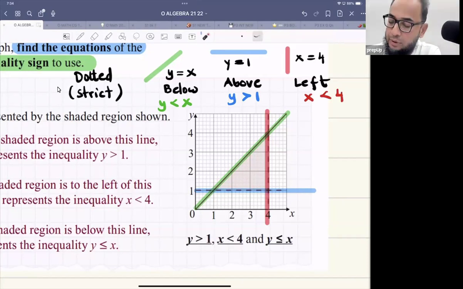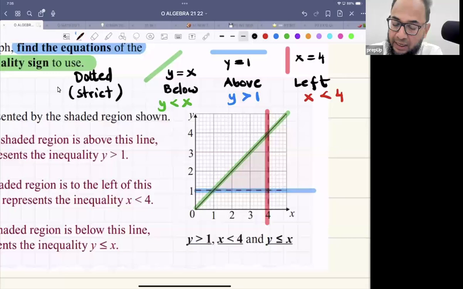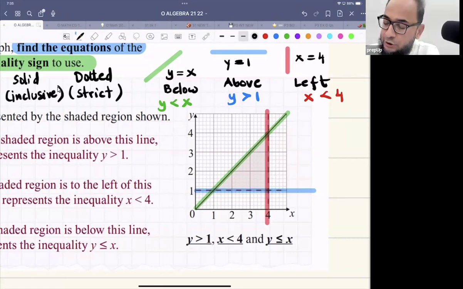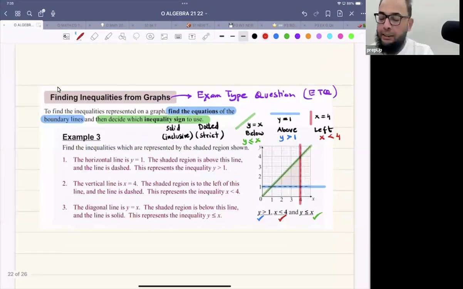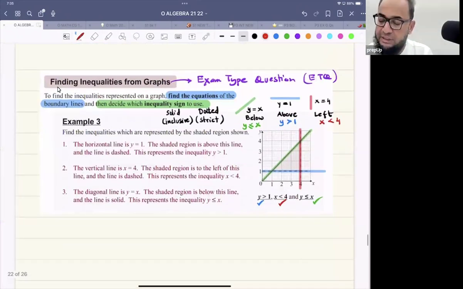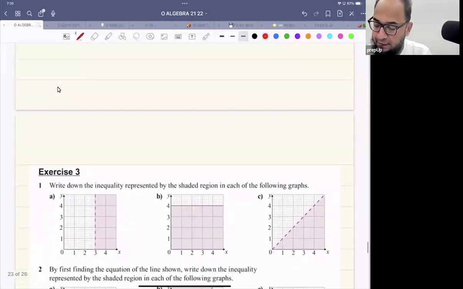So now the three inequalities: y is less than x, or rather less than or equal to, it's solid. So this one is solid. That's my mistake. Solid is inclusive inequality. So this green one is solid. Let me just make it solid like this. y is less than or equal to x. The thing is done. y is greater than 1, that is the blue one. x is lesser than 4, that is the red one. That is how we do this particular question. So let me pause the recording over here and give you some more questions to try out like this.